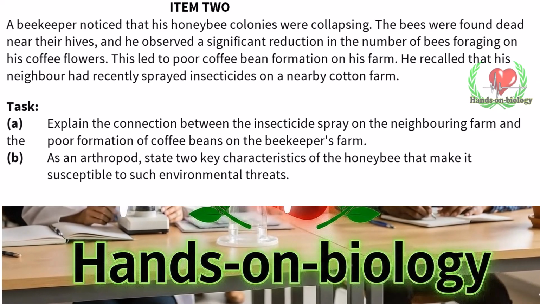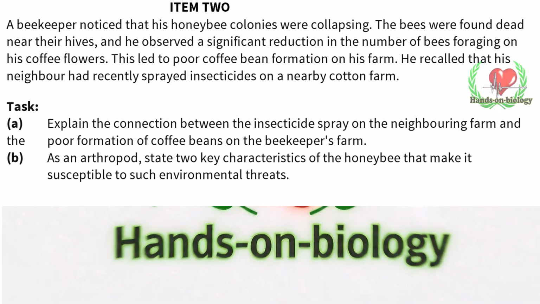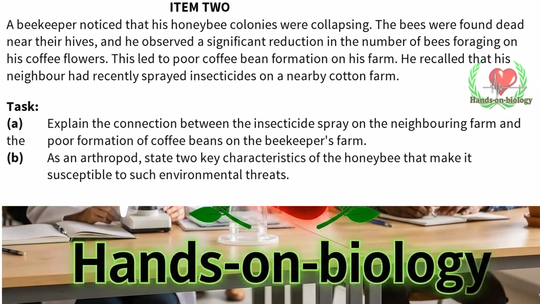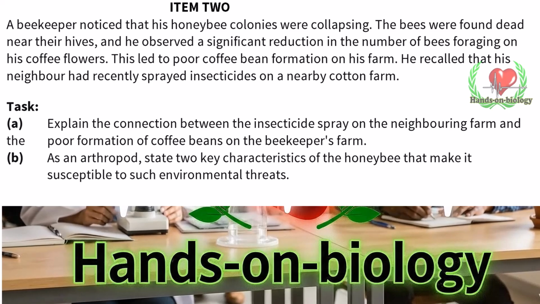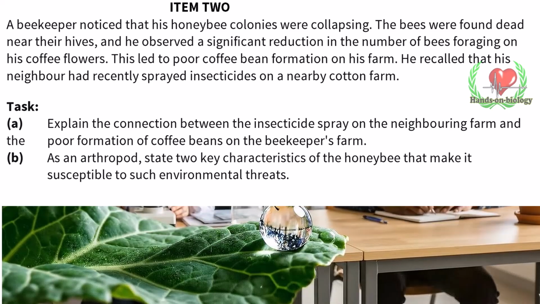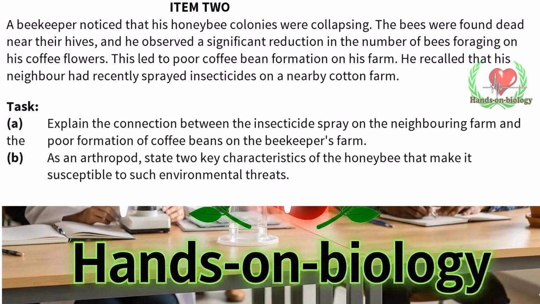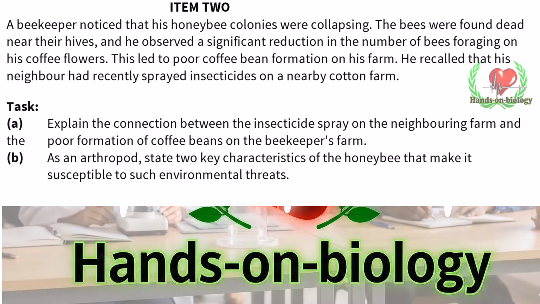Task, Part A. Explain the connection between the insecticide spray on the neighboring farm and the poor formation of coffee beans on the beekeeper's farm. Part B. As an arthropod, state two key characteristics of the honeybee that make it susceptible to such environmental threats. Connection between the insecticide spray and poor coffee bean formation.